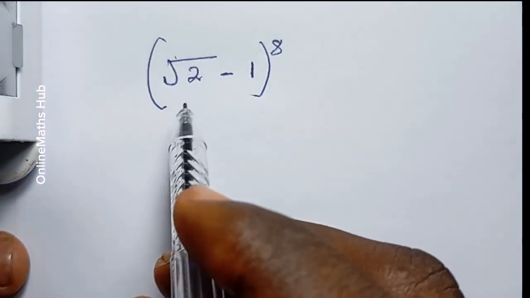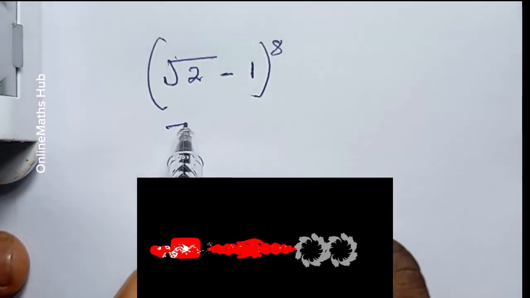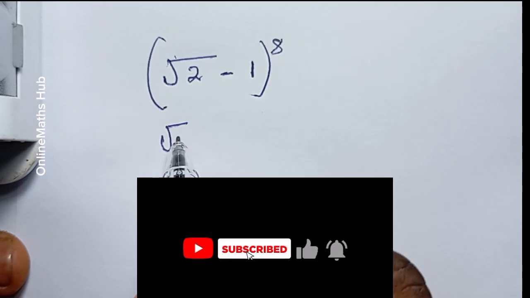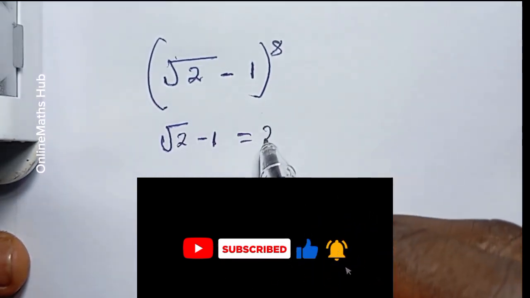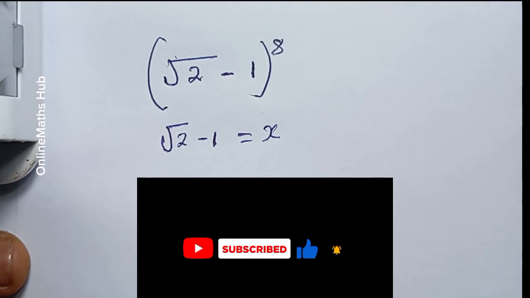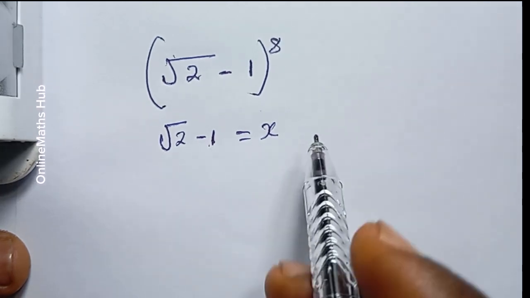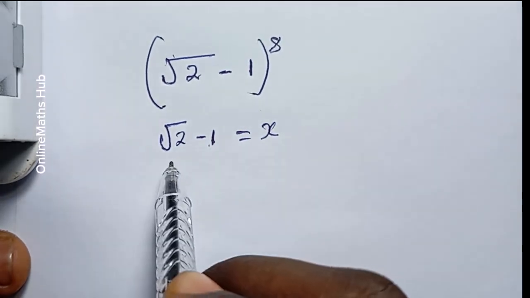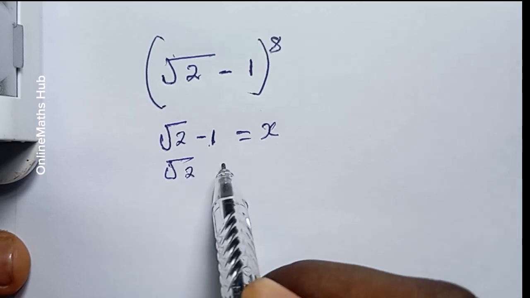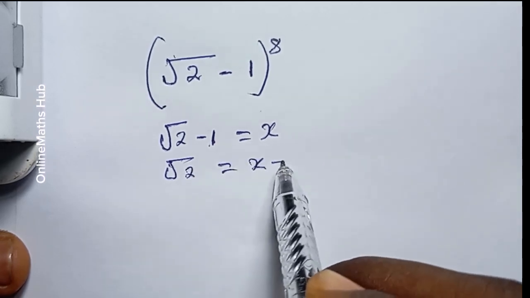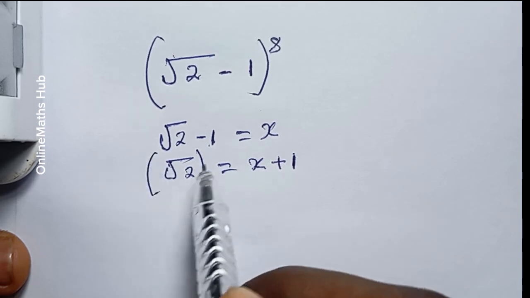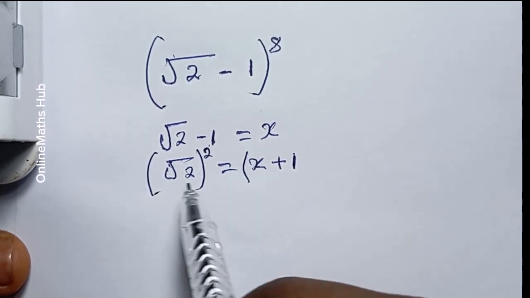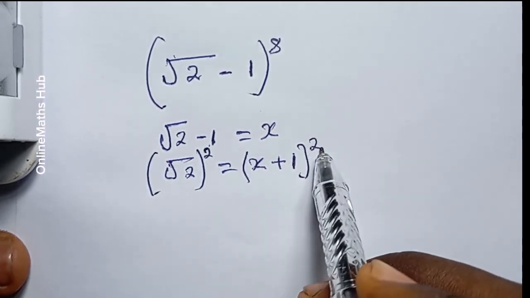Okay, so what I'm going to do is set this stuff inside the bracket, that is root 2 minus 1, to be equal to a variable, let's say x. Then at this point I'm going to move 1 to the right hand side so that I'm going to be having root 2 is equal to x plus 1. Then I will take the square of both sides so that I can remove this square root sign right here.